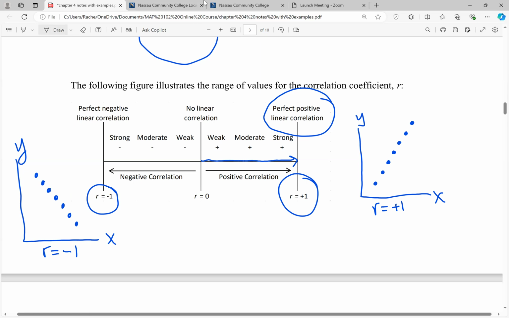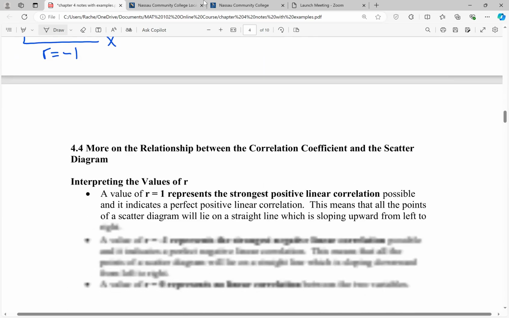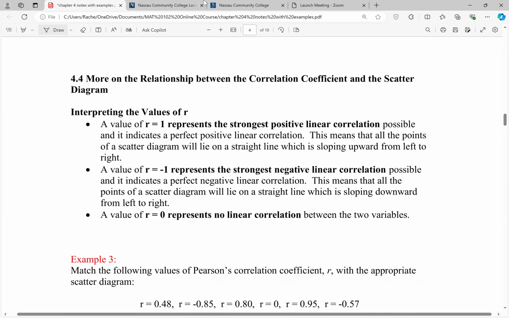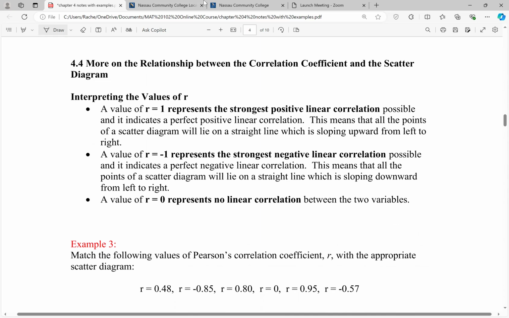So let's do 2 examples. I think the next 2 examples are going to get you more comfortable with how to interpret R. So we'll talk about this, more on the relationship between the correlation coefficient and the scatter diagram, interpreting the values of R.